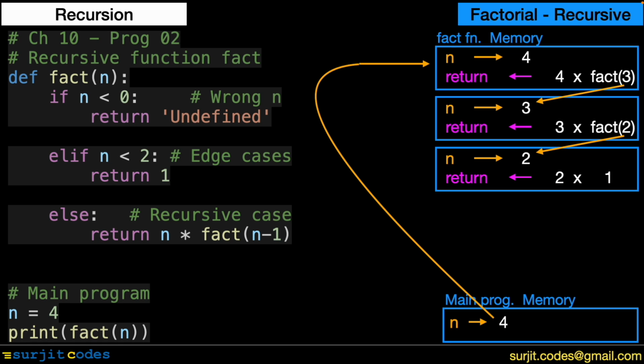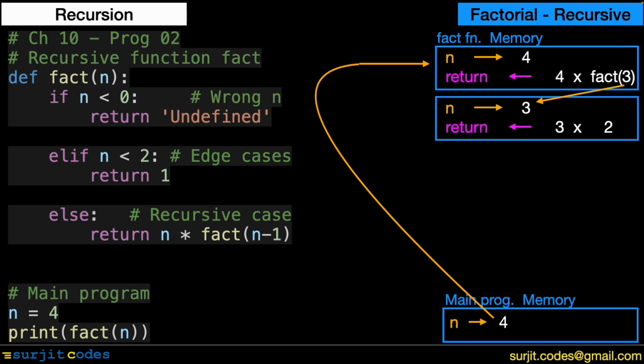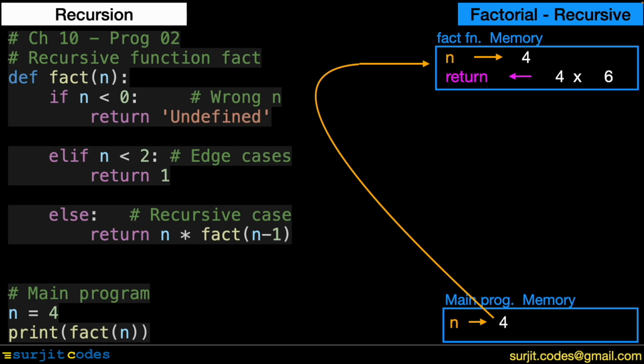A result of 2 into 1 is 2, which becomes the return value of this call of the function. We end this call after passing 2 to the function that called it. We replace fact 2 with 2 in the previous call and then remove this call from the call stack. The product of 3 and 2 is 6, which we pass back to fact 3 of the previous call that had called it. This call also ends after replacing fact 3 with 6, and the result of 4 into 6, that is 24, becomes its return value.